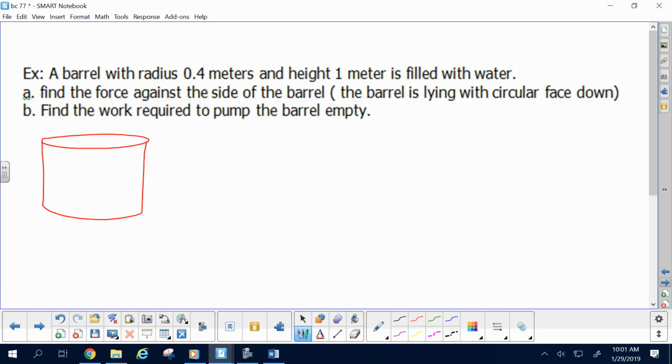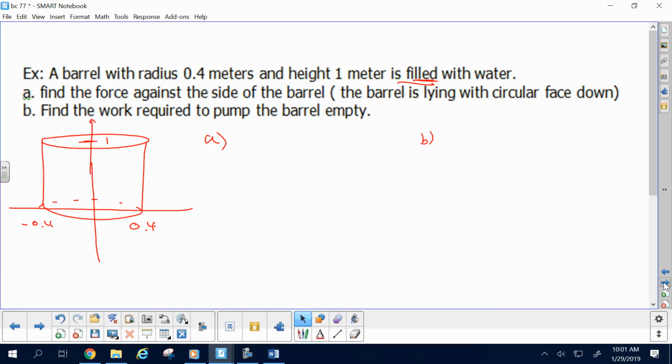I would suggest you put the origin here at the center of the circle at the bottom. The radius is 0.4 meters, 0.4 in either direction, and the height is 1 meter, and it's filled with water. All right. Let's talk. Actually, you do it. Go A and B. Talk it over with your math amigos, and we'll see.